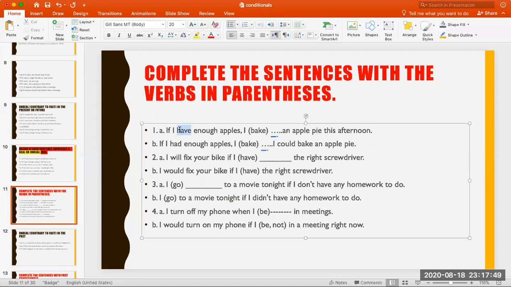And again, look at the first part. If it is present, you usually need to use will or can or may. If it is in the past, you should use would.